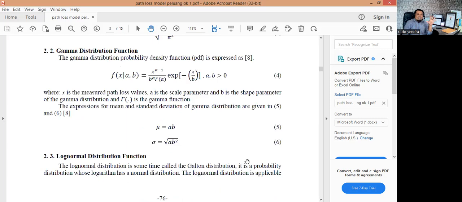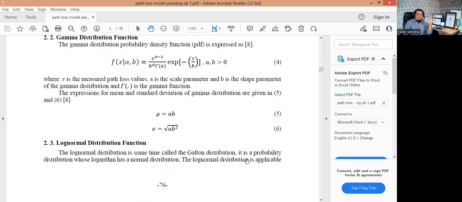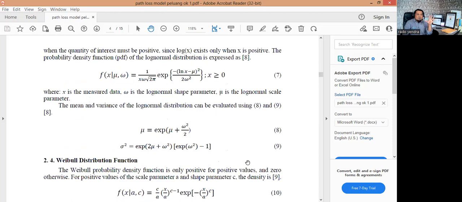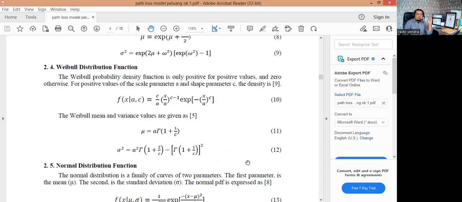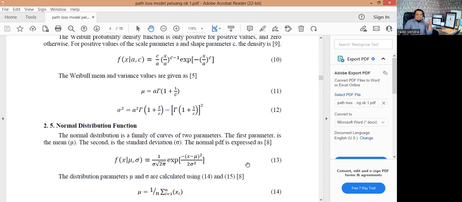We can discuss all six models, but for the first time we must focus on four models only, such as the gamma distribution function, log normal distribution function, Weibull distribution function, and the normal distribution function. For the logistic and the extreme distribution, we will discuss them next time. The four models are very familiar to us. For Weibull and gamma distribution, we have discussed them.